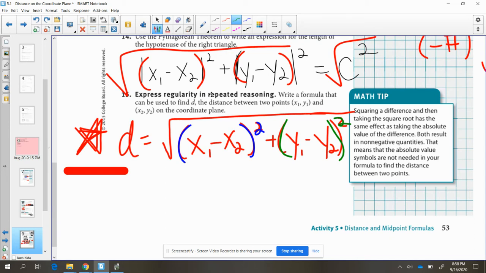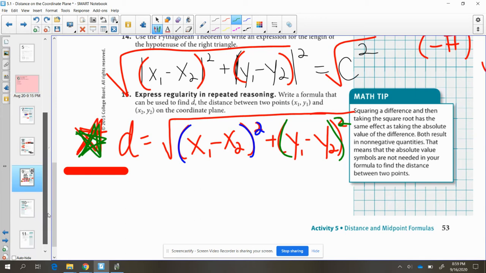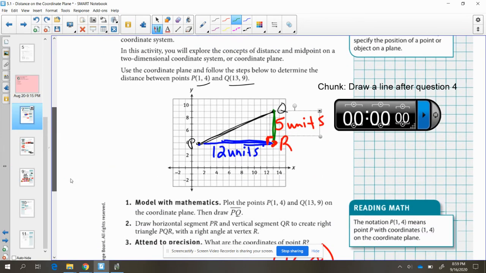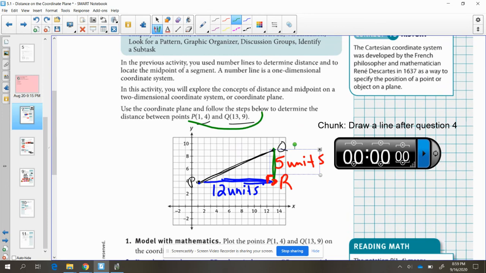So if you haven't gotten a chance to jot this down, now is a very important moment to do this. If you're confused how we got here, the important thing is you know this distance formula, okay? Now, why is that? Because it's going to make our lives a lot easier to find the distance. For instance, let's test out those points we talked about before, okay? So we had our 2 points here, right? 1, 4, and 13, 9.